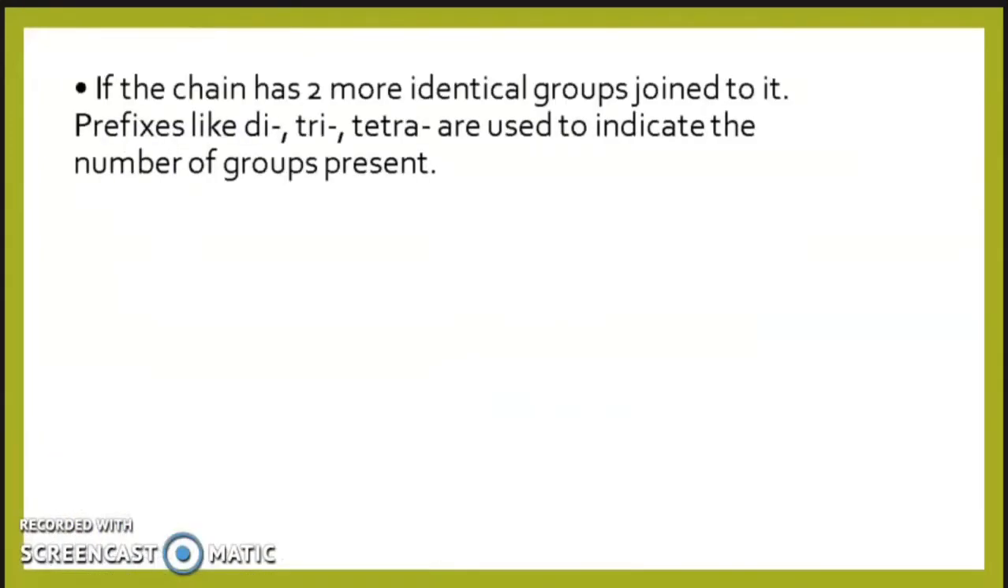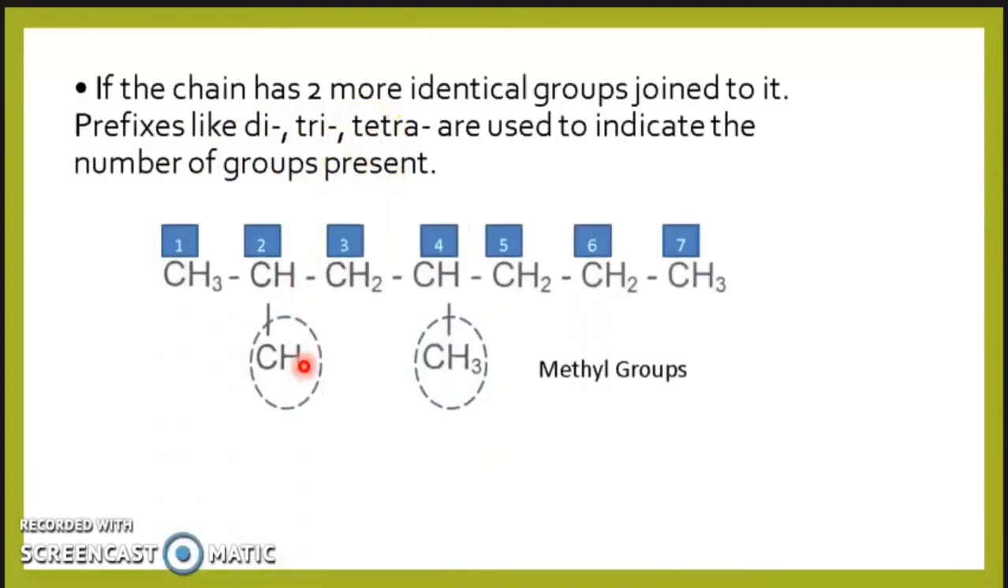Now, sometimes we might have 2 or more identical branches. If we have 2 identical branches, we use the prefix di. If we have 3, tri, and if we have 4, tetra. Now, in this example, we have 2 identical branches, which are methyl groups. The same rules apply, but we have to insert a prefix to indicate the number of the branches.